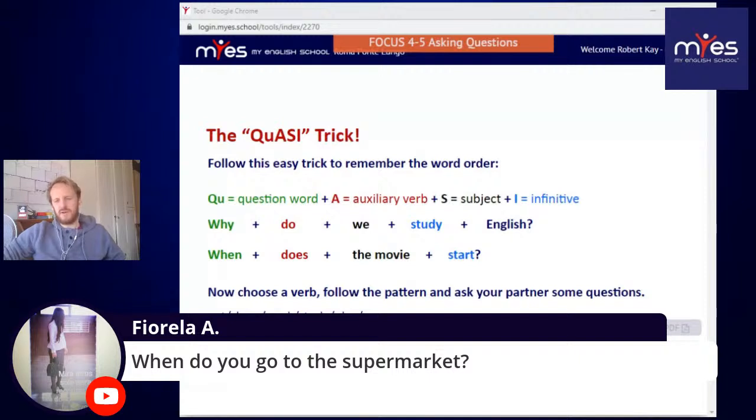So, can you answer the question, Fiorella? When do you normally go to the supermarket? So sometimes there is a delay with a response from you. But yeah, when do you normally go to the supermarket? Can you answer this question?